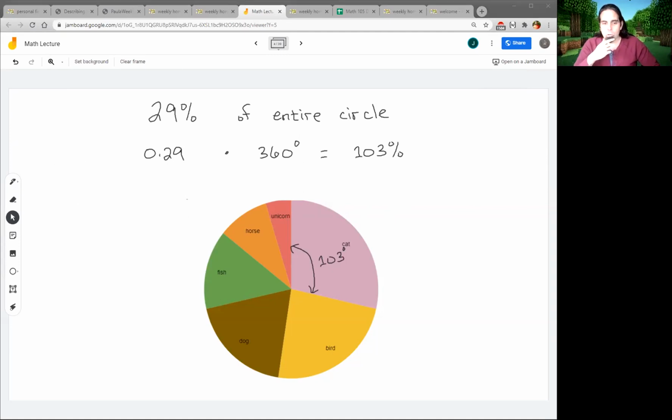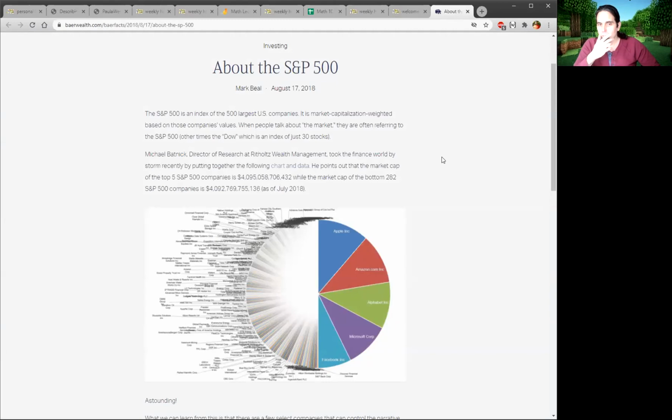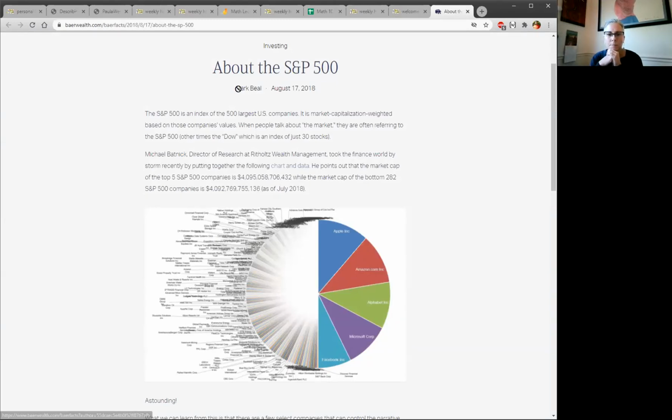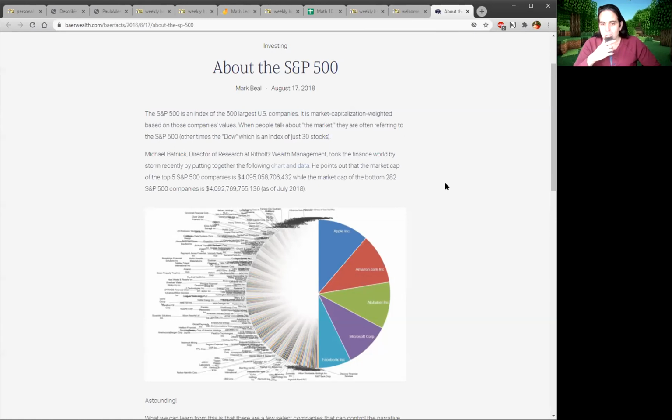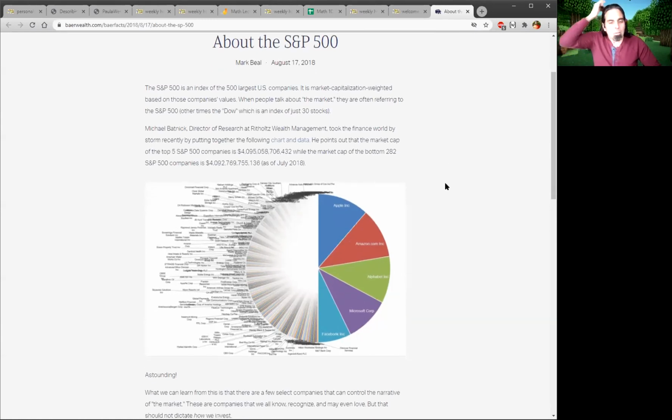Pie charts are most meaningful when things are very different. So here's one of the pie charts that maybe you've never seen, but caused a giant stir in the economics world. Some blogger, Mark Beal, in August 2018, said, there's this book, A Random Walk Down Wall Street, that says it's really hard to beat the market. Don't buy individual stocks. Just buy an exchange traded fund that has very little annual cost, called the expense ratio, that has a little bit of all of the S&P 500, and hold on to it until you retire.